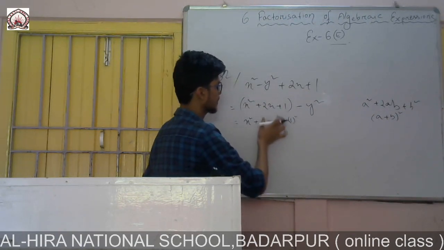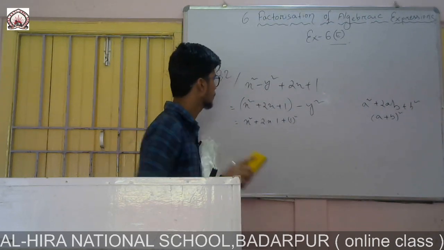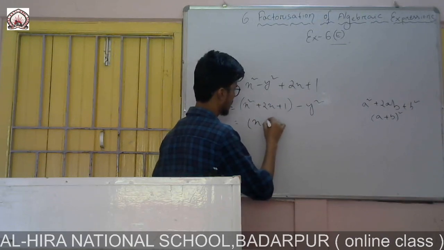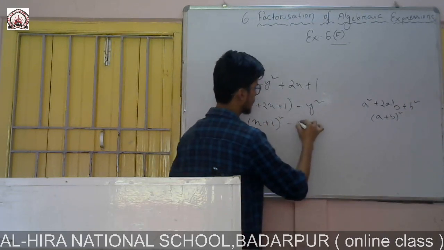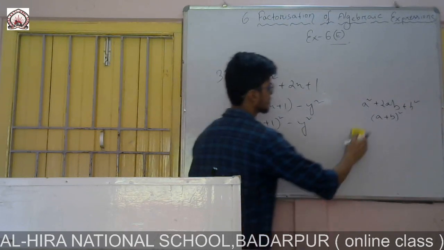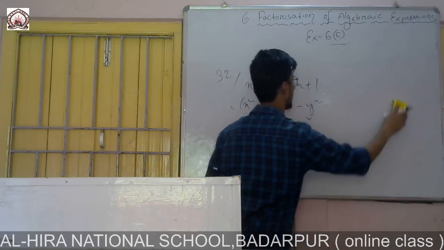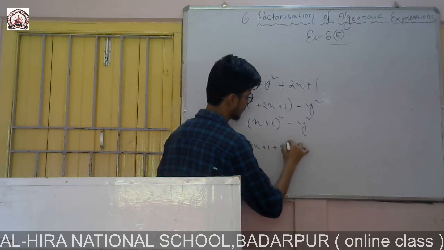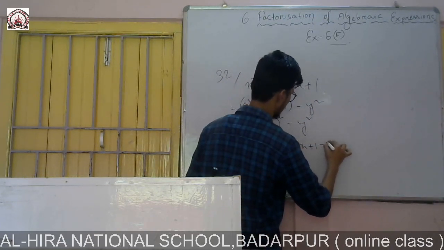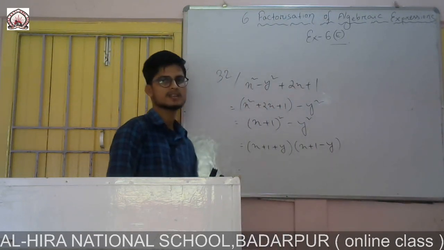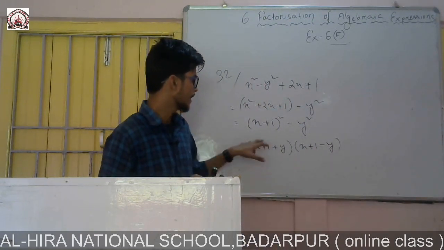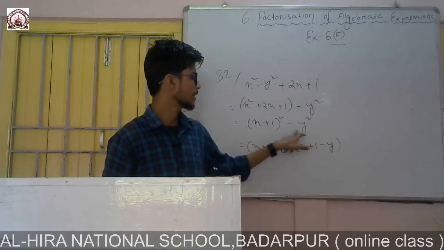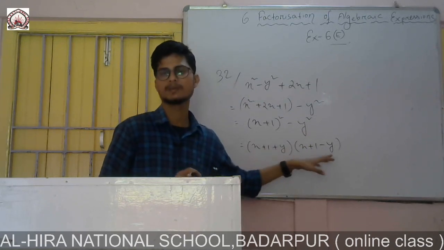So I can write it directly as x plus 1 whole thing square, and there it is minus y square. So now it is in the form a square minus b square. So I can write directly a plus b and a minus b. A is x plus 1 and b is y. So they are x plus 1 and y. One time the sign will be positive, one time it will be negative.